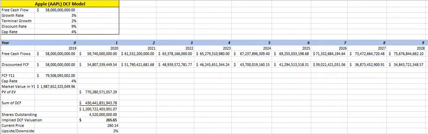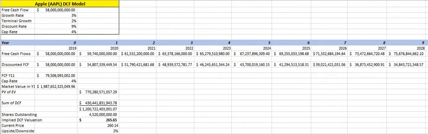The terminal growth rate, that is essentially, for any discounted cash flow model, the long-term growth rate. So again, in this model I use 2% just because that's been historically, if you look back over a long period of time, the general inflation level. If you just have money sitting in cash over time, it'll lose about 2% per year.